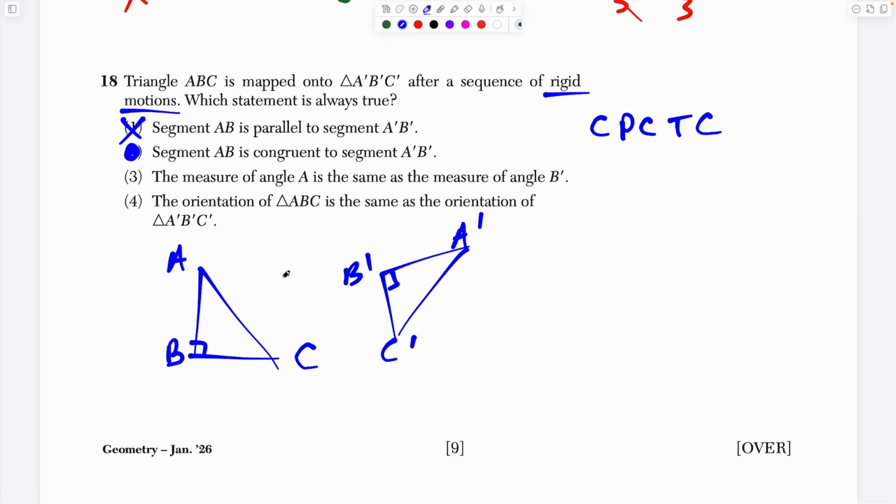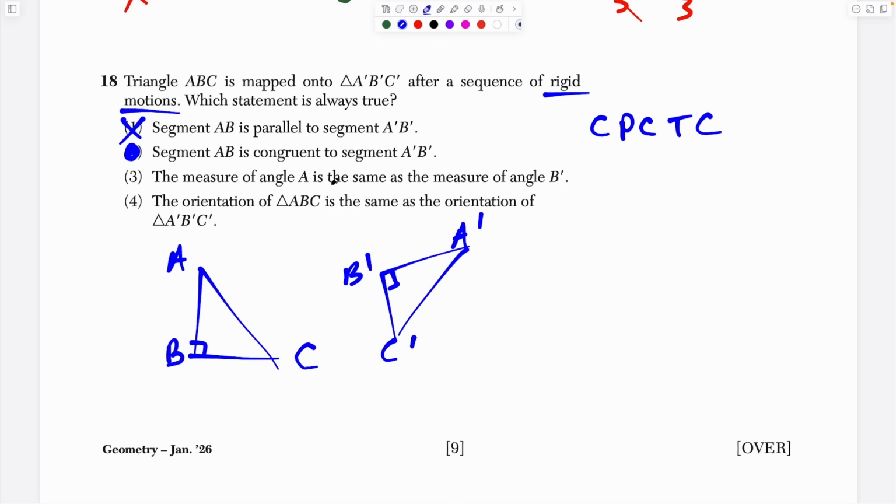If I did a translation, then yes, they would face the same direction. But we are not only limited to translations here. We could do any sequence of rigid motions. So we could rotate, reflect, or we could translate. Okay, so those are all fair game.